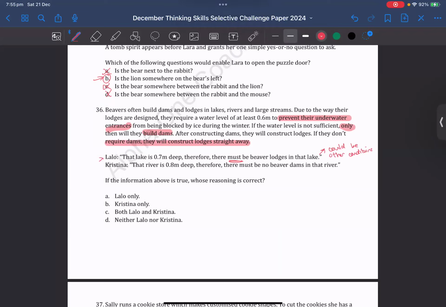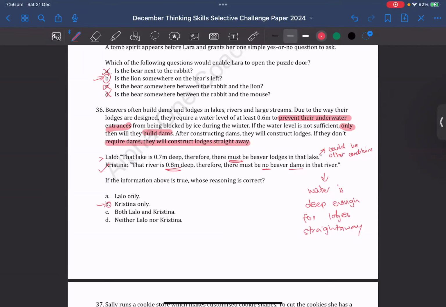Tina says that the lake is this many meters deep, so there must be no beaver dams in that river. Yeah, that's correct, because as we can see, the water is deep enough for lodges straight away, which is why Christina's correct and Lala was wrong. The answer should be B.